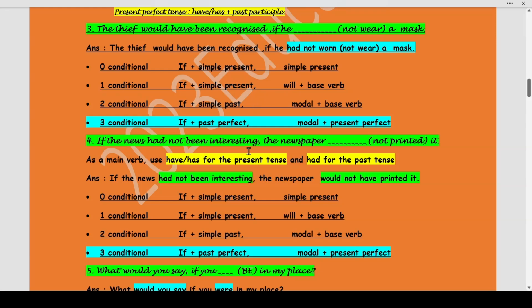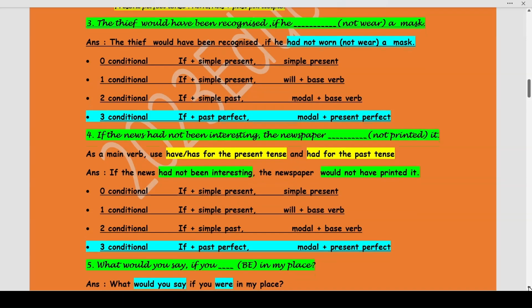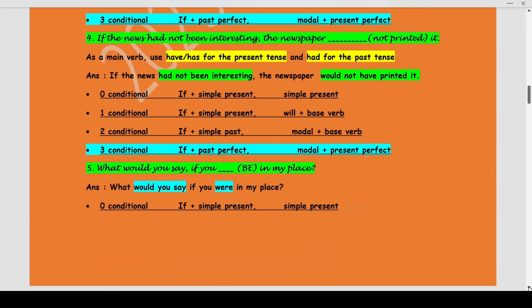If the news had not been interesting, the newspaper dash not printed it. Now, as a main verb, we use have or has always for the present tense and had for the past tense. This is one thing you need to keep in mind, that in present tense we use have or has, and in past tense we use had. So, what is this sentence saying? If the news had not been interesting. Now, had is always in the past tense. So, out of the 4 conditionals, which condition is giving your past tense? It is either 2 or 3.